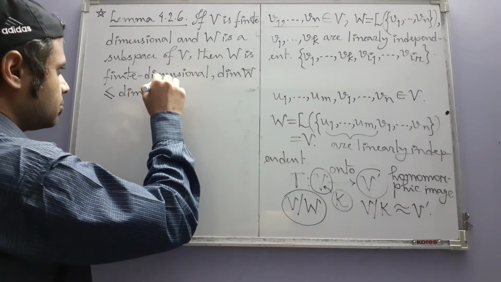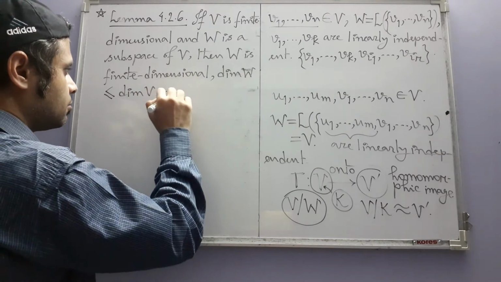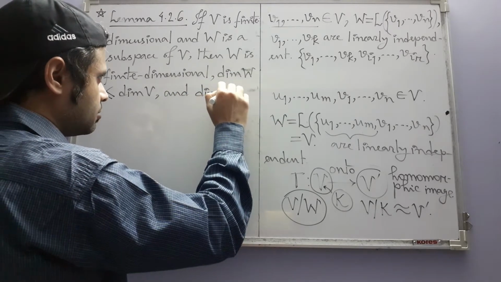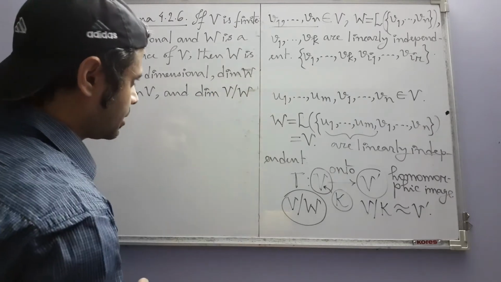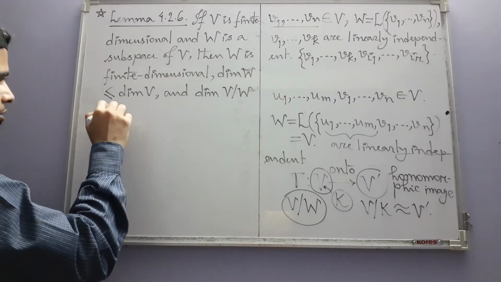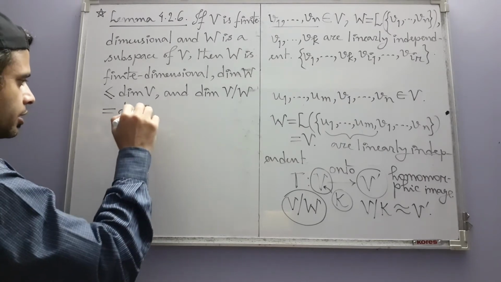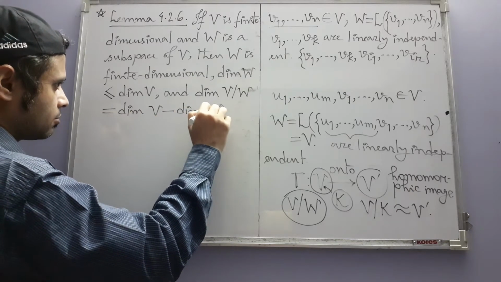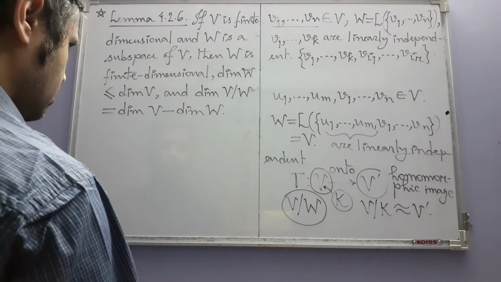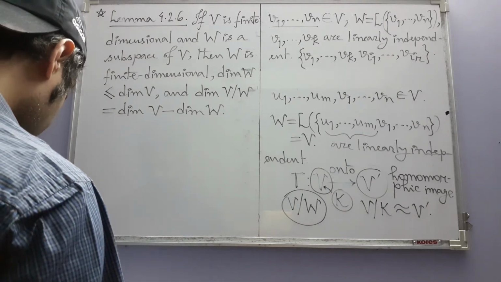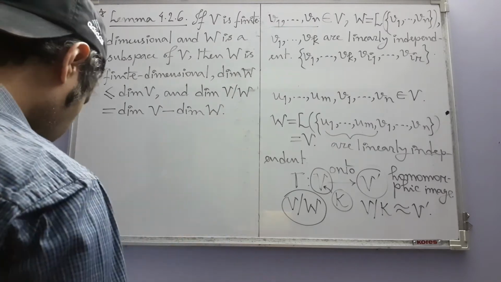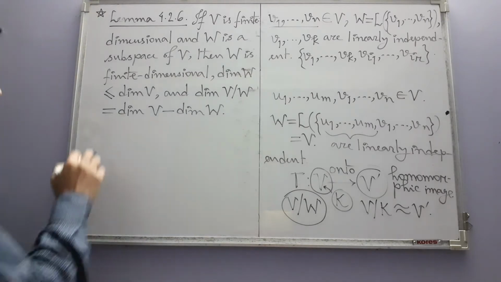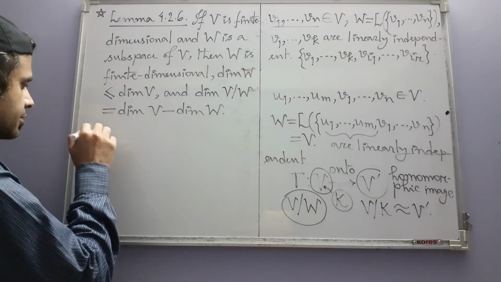And in fact the homomorphic image, V by W, is also finite dimensional and its dimension is equal to the dimension of V minus the dimension of W. And this formula reminds us of logarithms. Okay, so let us just see the proof.